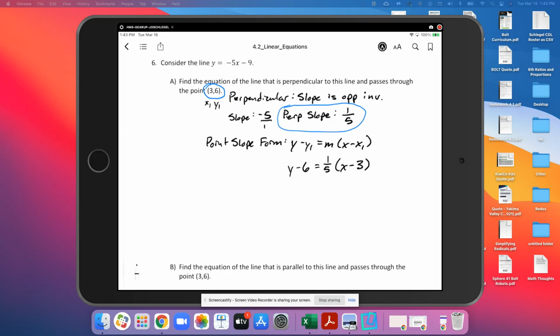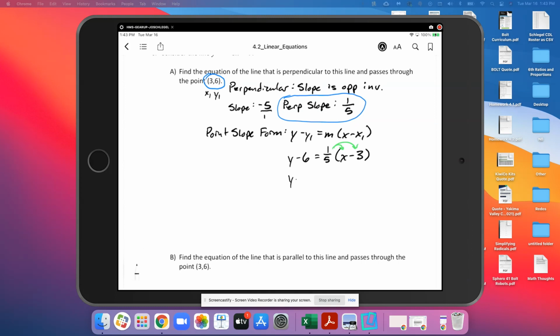All right, folks, and we're going to go ahead and do our cleanup work, which means that we are going to be doing the distributive property on the right. And so we'll have the 1/5 times x and the 1/5 times a -3. And we will get y minus 6 equals 1/5 x minus 3/5. Okay, and I'm going to have to do a little bit of work now, as I'm going to add the 6 to both sides.